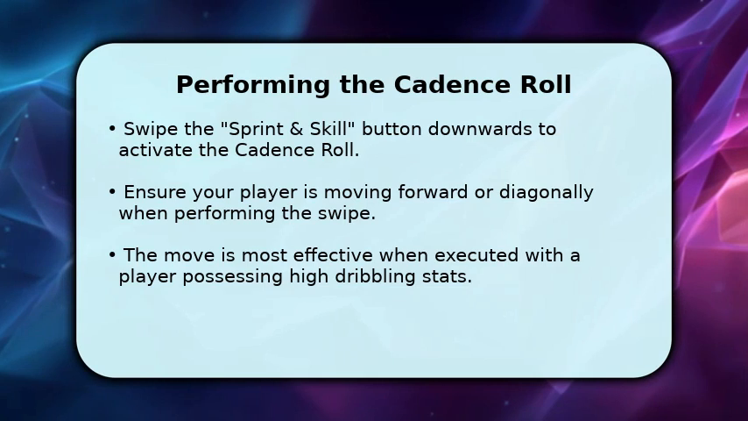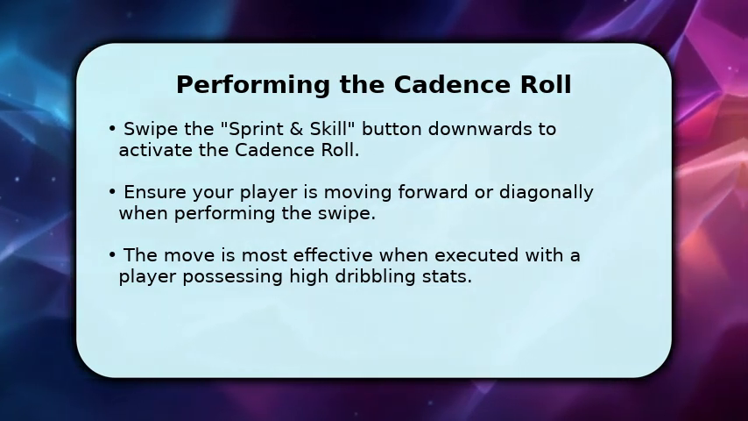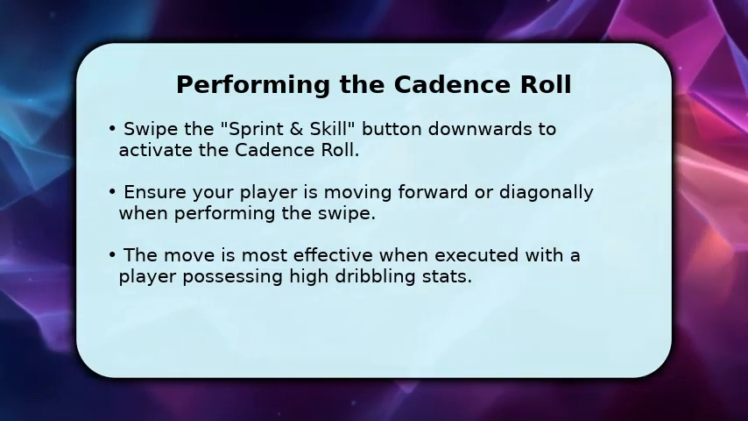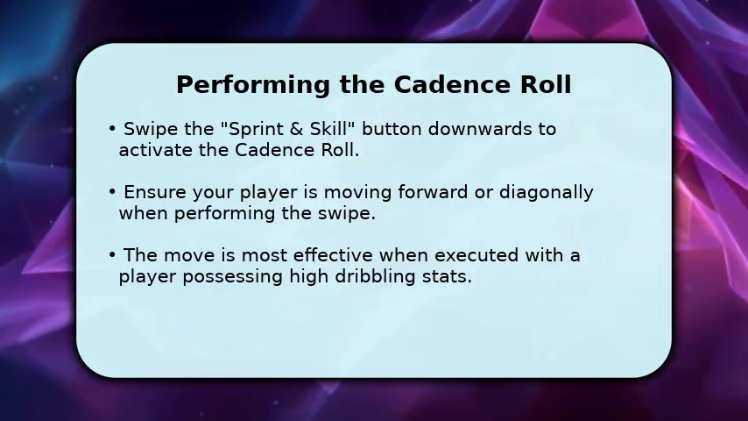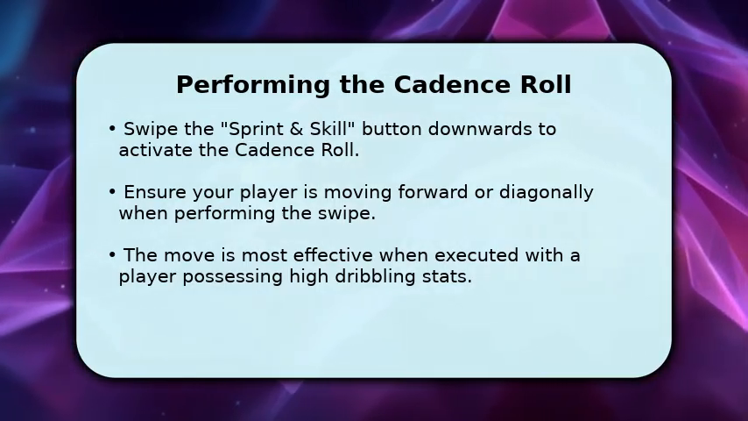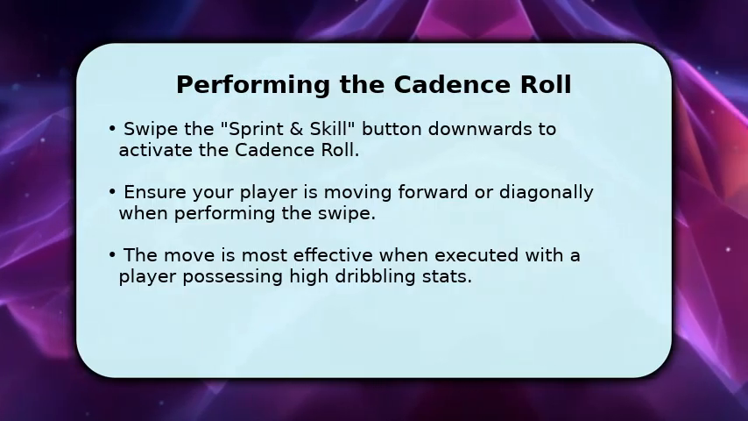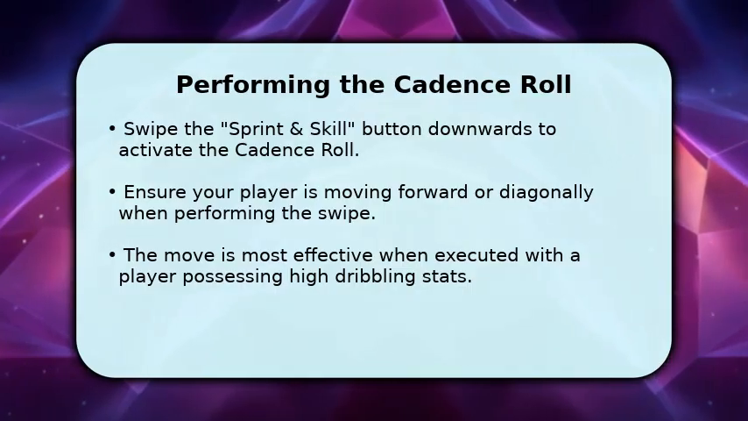To perform the cadence roll, it's quite straightforward. While your player is dribbling, simply swipe down on the sprint and skill button located on the right side of your screen. This action triggers the quick directional change. Remember, timing is crucial. Execute it when a defender is closing in, about 1 to 2 player lengths away, to maximize its impact and create that vital separation.